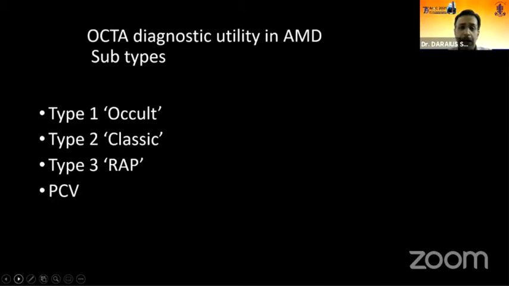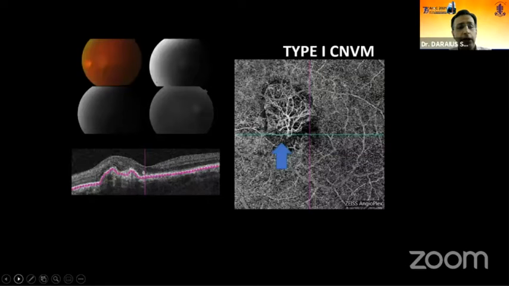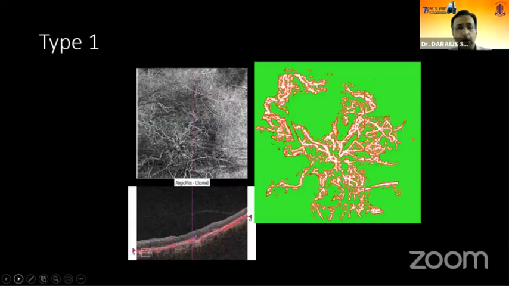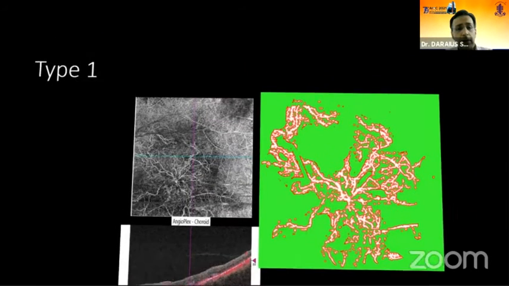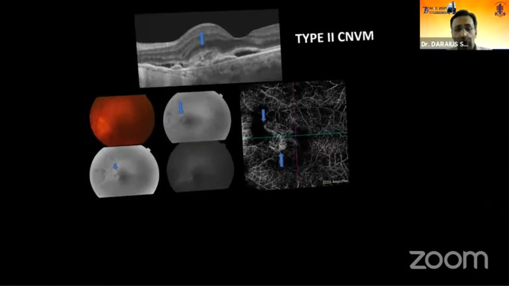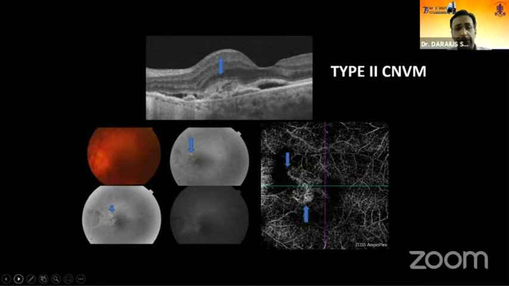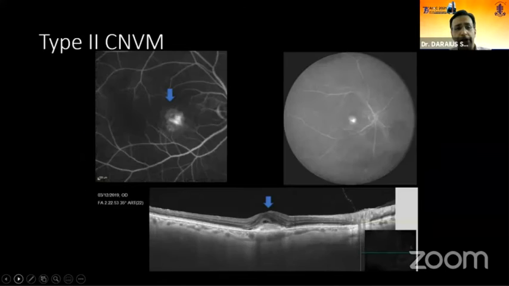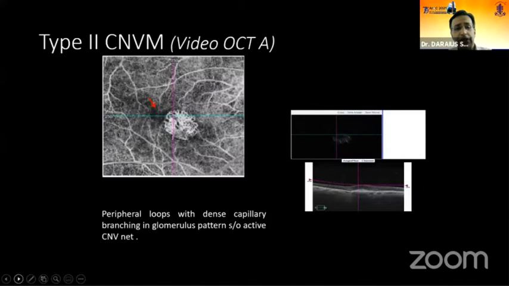We can see all the subtypes of AMD using OCTA. So this is a type 1. Under the RPE, the CNVM, you can see the beautiful network, and in another one you can also see the tentacles. In type 2, where it is subretinal diffusiform, this is beautifully picked up. Normally they're smaller networks, they're well picked up on the OCTA, and you can see how much more clear it is on OCTA than on the traditional imaging modalities. And even in this case, you can see beautifully the features on an OCTA.